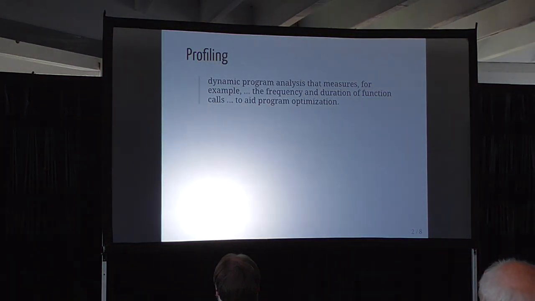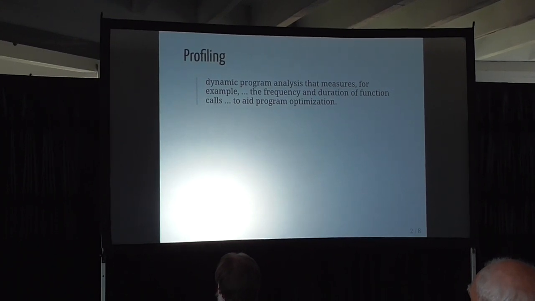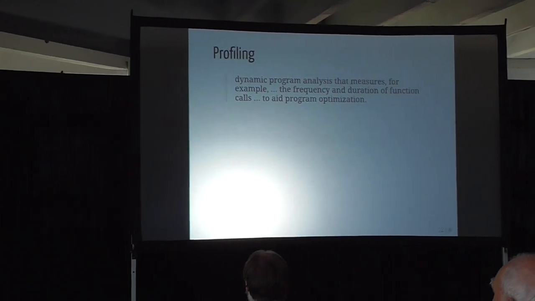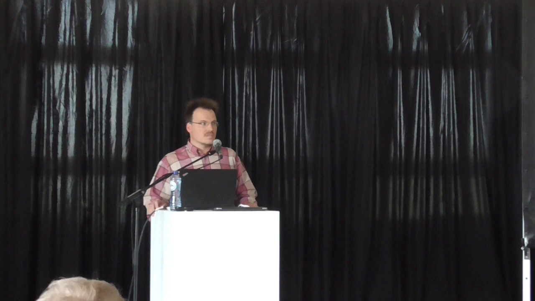So, profiling. Wikipedia defines it as dynamic program analysis that measures frequency and duration of function calls and memory usage to aid program optimizations. Now, you remember the three rules of optimization. The first two were don't. And the third was, well, do it if you must and if you know what to do, if you know where to optimize, and this is where a profile can help. Now, there are various ways of doing code profiling.